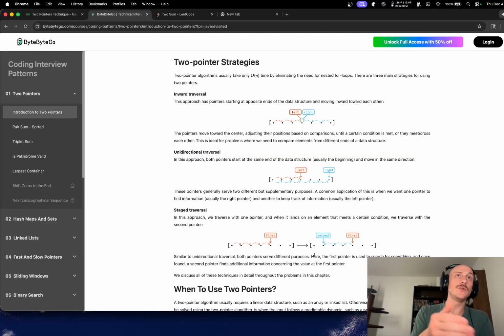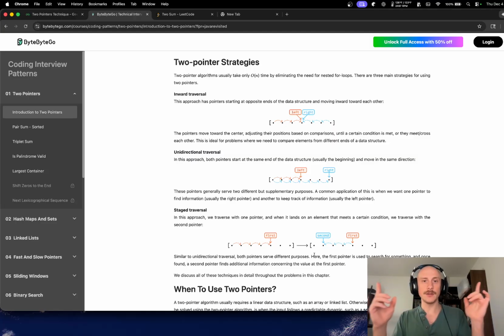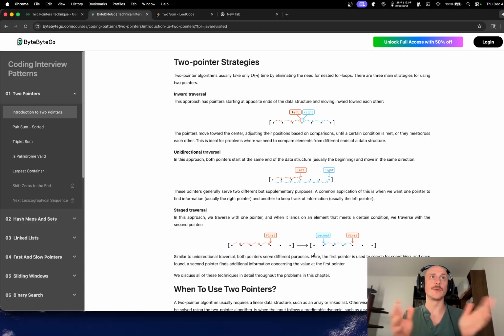The pointers move toward the center, adjusting their positions based on comparisons until a certain condition is met, or they meet or cross each other. This is ideal for problems where we need to compare elements from different ends of a data structure. So what would this look like? Let's break this down into its components here. We have 2 pointers and they're moving in between the array until we meet or cross each other.